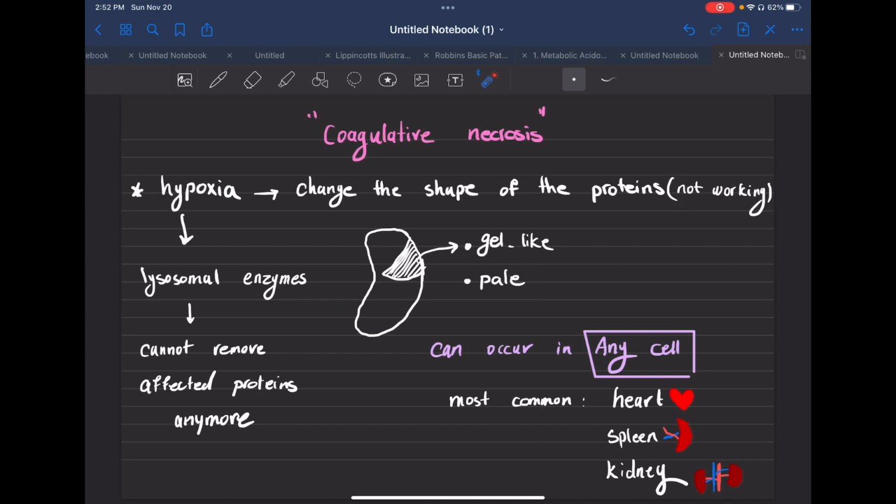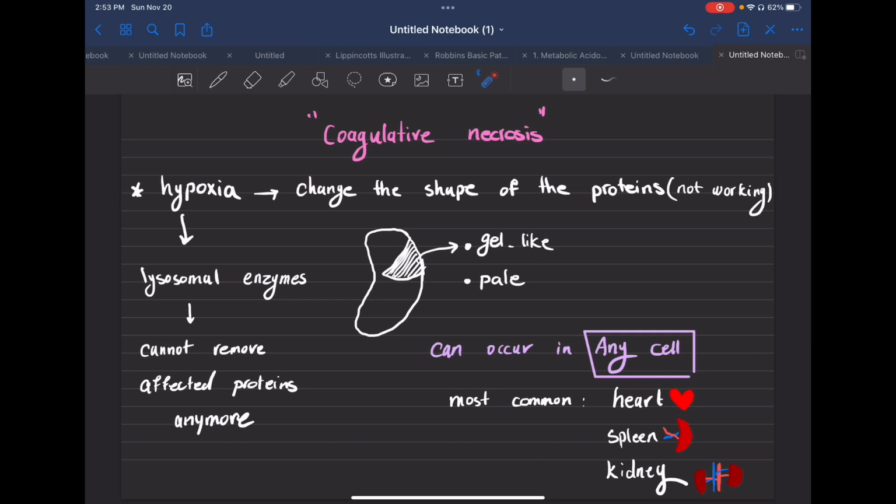One of the main important proteins that cannot work is the lysosomal enzymes. The enzymes, which are proteins in the lysosome, change their shape so they cannot work properly. And when they cannot work properly, they cannot hydrolyze and remove those proteins that changed their shape. So we have some affected proteins, and those proteins are going to stay in the cell because the lysosomes are not able to remove them anymore. So, how is it going to look macroscopically, when you look at the tissue itself? It's kind of gel-like and it's pale when you look at it.